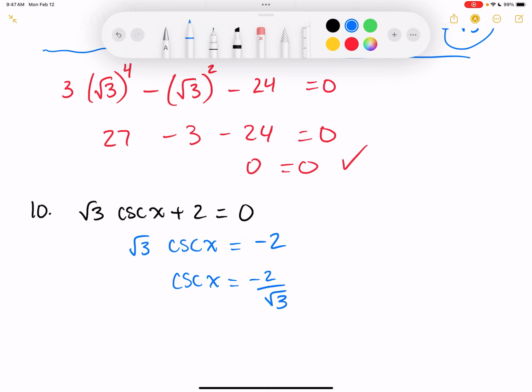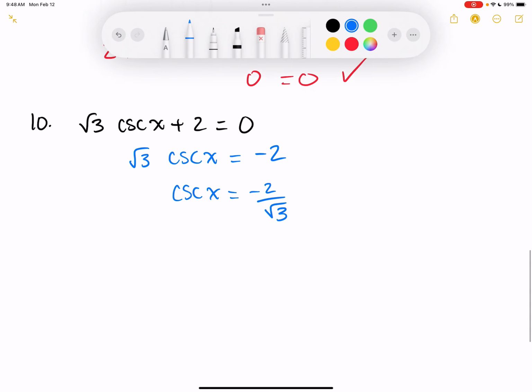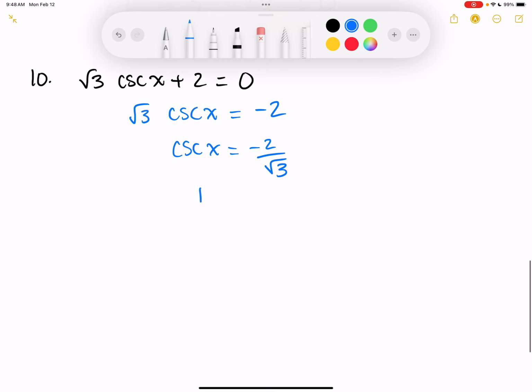Now, I want to know where that is the case. However, I don't know cosecant values just right off the top of my head, right? Okay, so how else can I write cosecant? Yep, 1 over sine. So we have 1 over sine of x is equal to negative 2 over the square root of 3. But do I know that value?